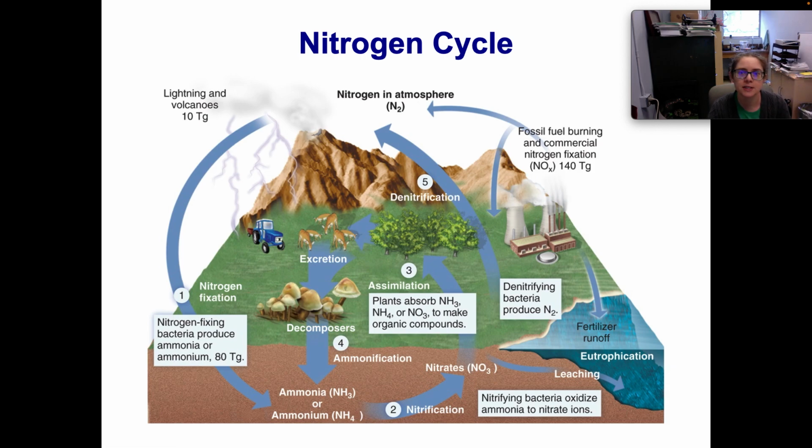So this shows the nitrogen cycle. There's nitrogen in the atmosphere, and so lightning and volcanoes also fix nitrogen, and then we have some nitrogen fixation. We have these that are incorporated into different organisms. We have nitrification that changes the form of nitrogen. It gets assimilated into plants. And then we have denitrifying bacteria that produce nitrogen gas that goes back into the atmosphere.